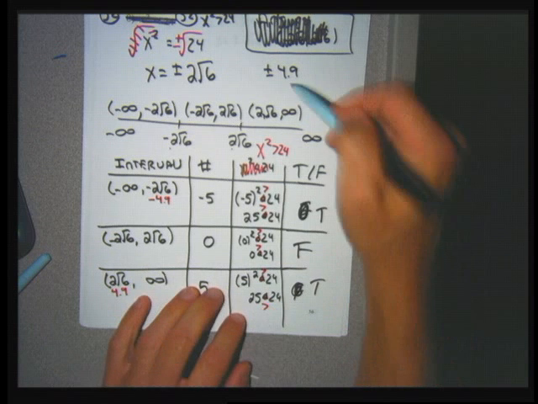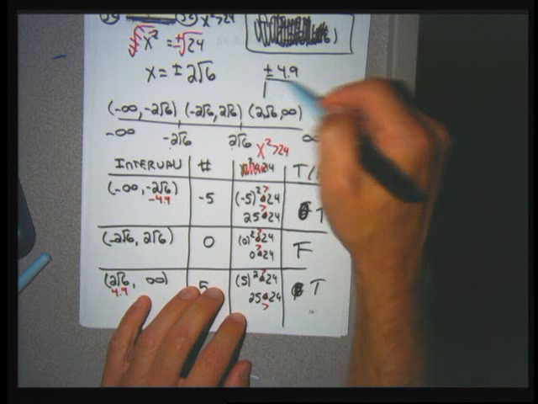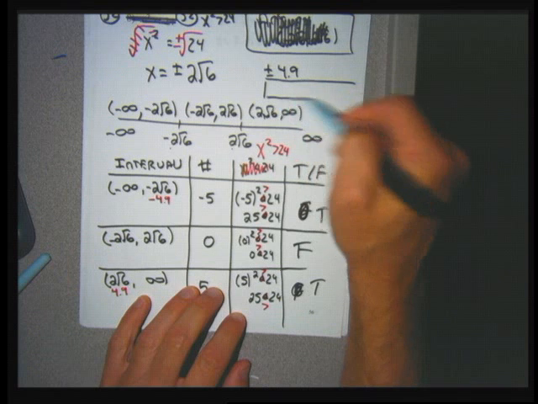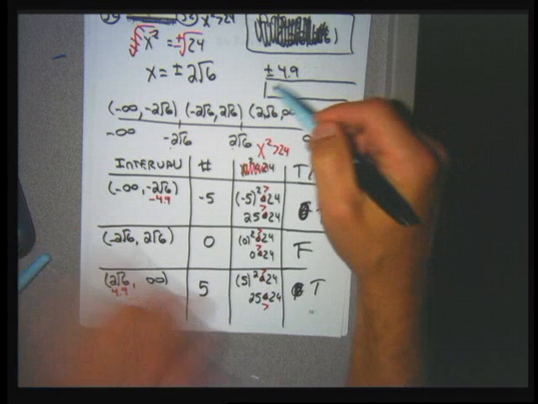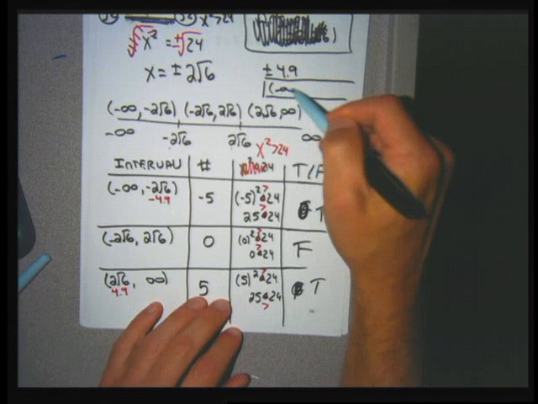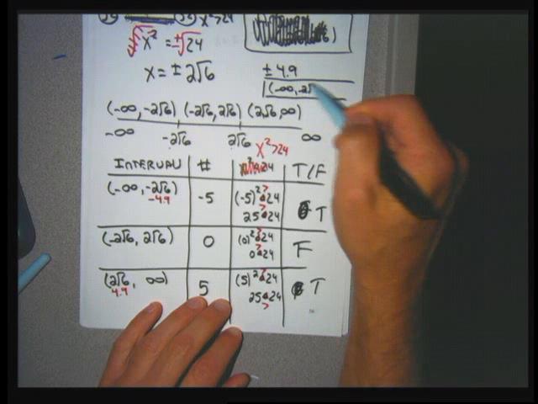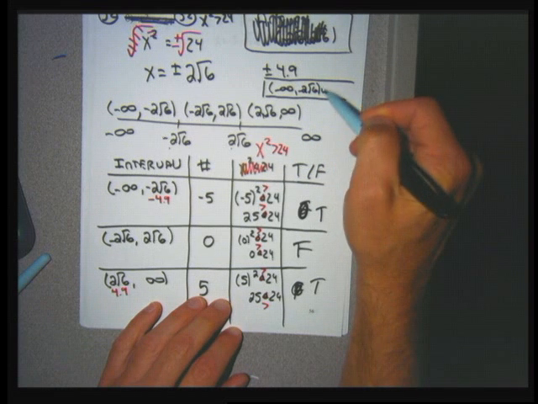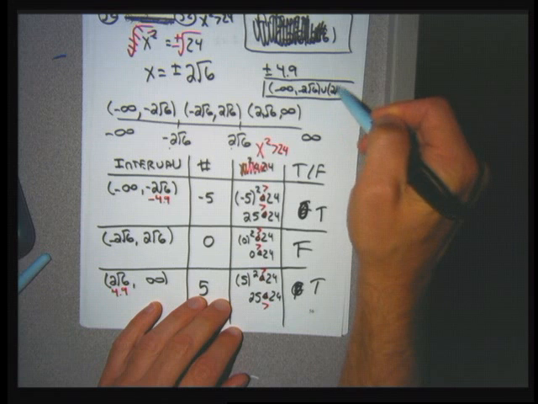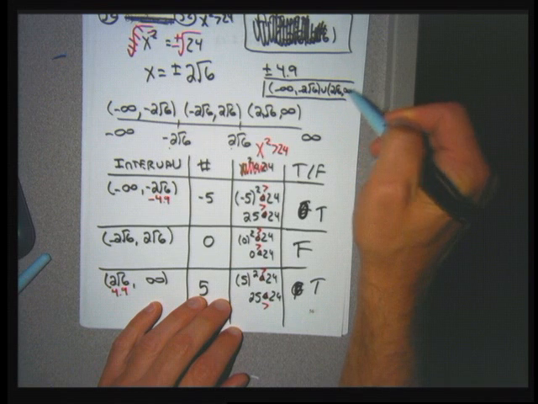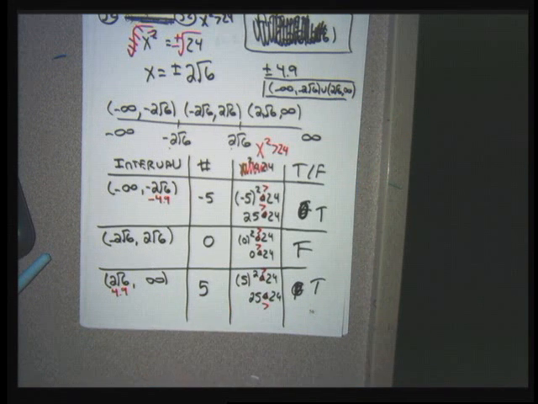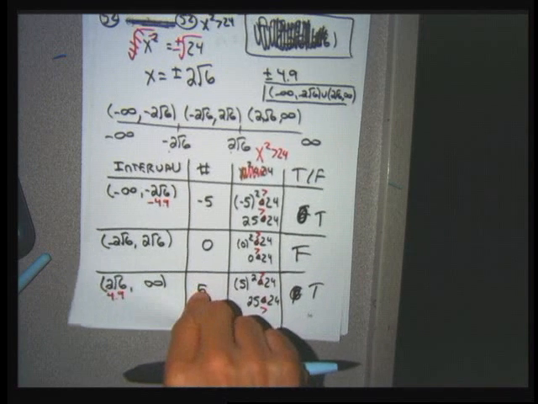So my answer to problem 52 is going to contain two intervals. The interval from negative infinity to negative 2 square root of 6, and the interval from 2 square root of 6 to infinity. And that's all there is to do. So if I had the work for number 8 done, then the work for 52 is easy.